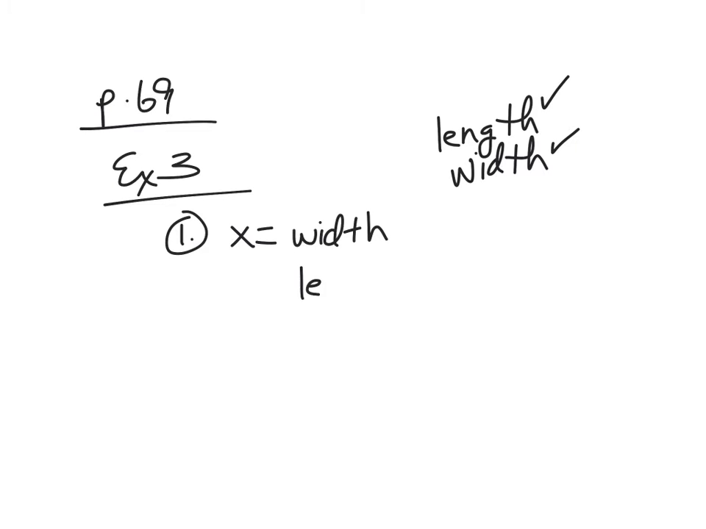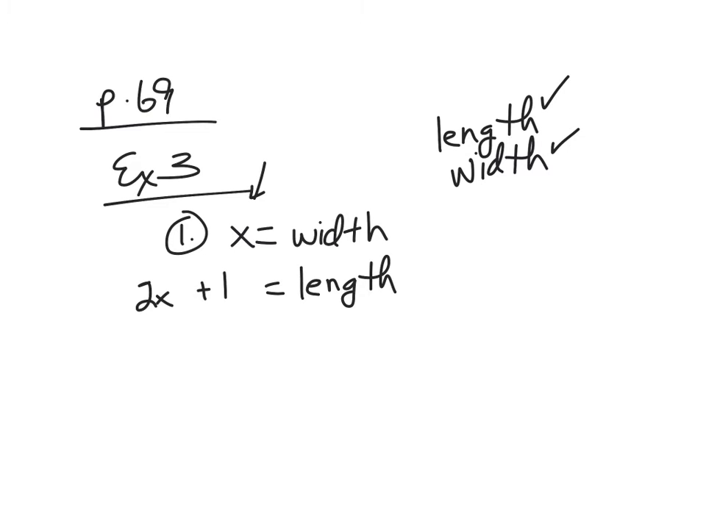Now, since I'm looking for the length, I still need something for that. Okay, so what does it say about the length? It's 1 more than twice the width. Well, if the width is x, then twice the width would be 2x, and 1 more than that is going to be 2x plus 1. Okay, so step 1 is done.